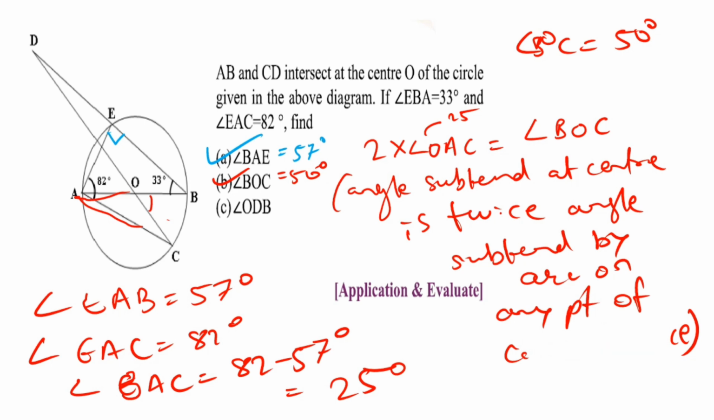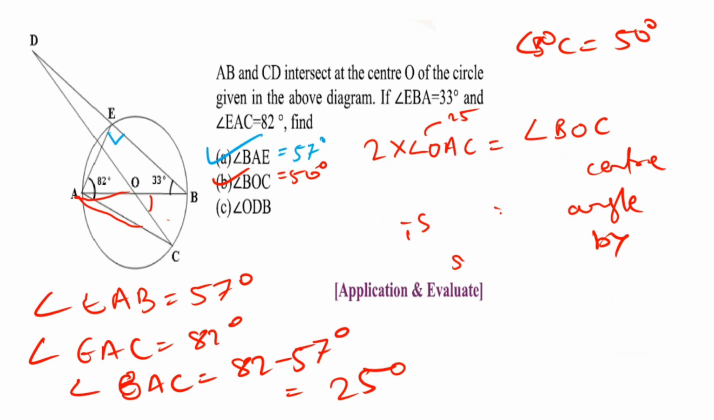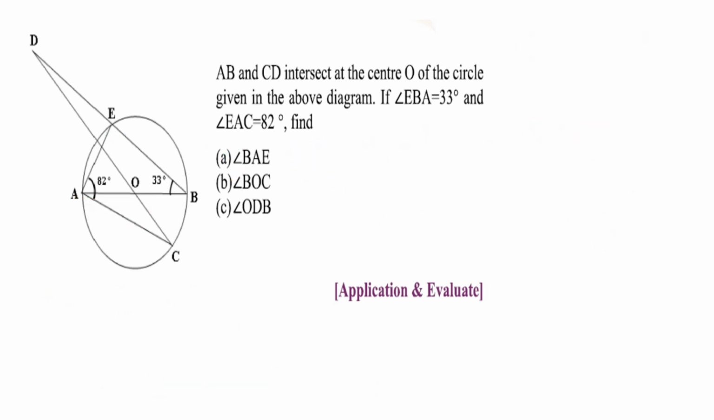I need some rough space for the third part. We need to find the value of angle ODP, the third one. It looks somewhat crazy, but not that crazy. Let's just assume it to be x. What do we know? We know that angle AEB is 90 degrees. We know that angle BAC is 25 degrees. We know that angle BOC is 50 degrees.